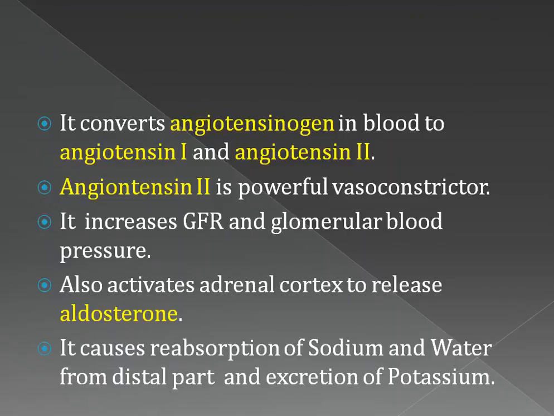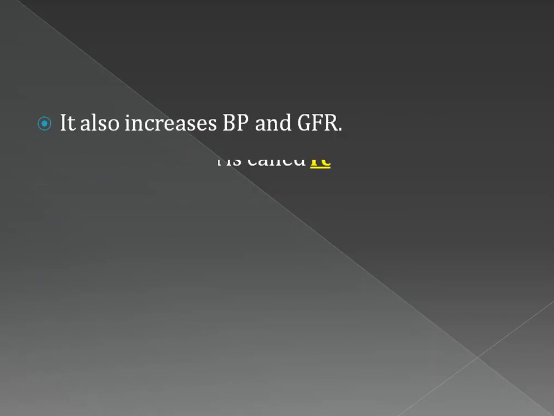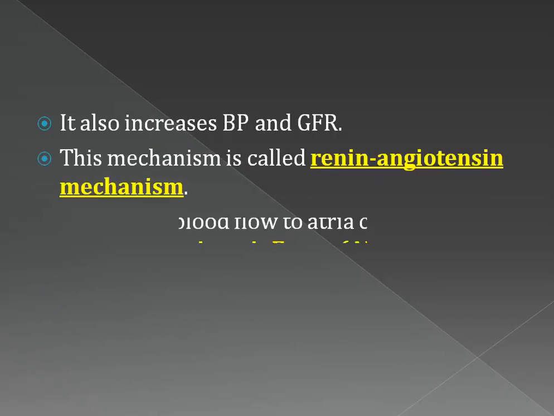Angiotensin 2 is a powerful vasoconstrictor, that is, it constricts arterioles. It increases glomerular pressure, so glomerular filtration rate. Angiotensin 2 also activates adrenal cortex to release aldosterone. Aldosterone causes reabsorption of sodium ion and water from distal part of tubule and excretion of potassium ion into tubular fluid. This also increases blood pressure and glomerular filtration rate.